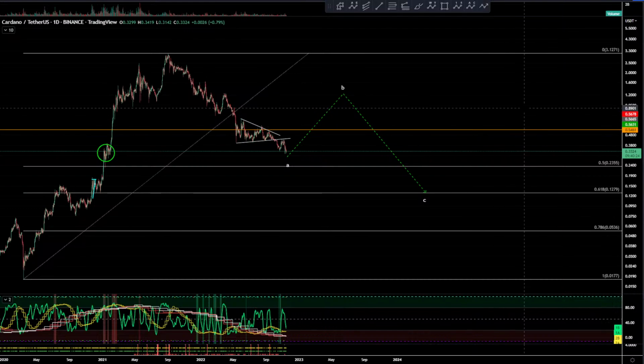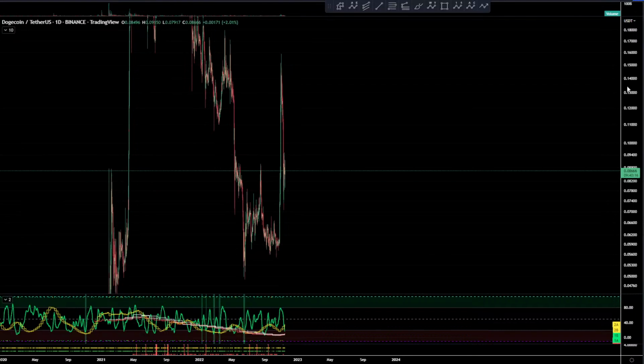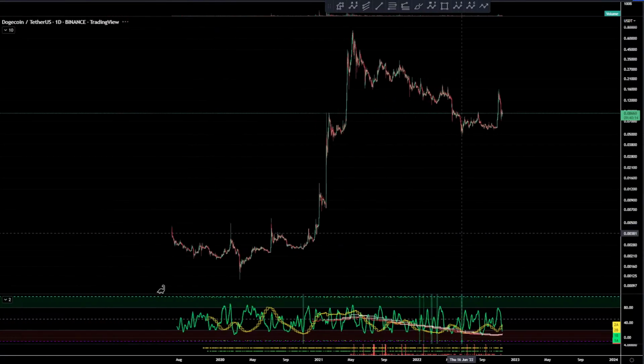Now, just taking a look at Doge. Let's see here. I want to take a look at Doge. Do I want to use it on Binance? Let's see here what kind of history we've got on Binance. It looks okay. All right.